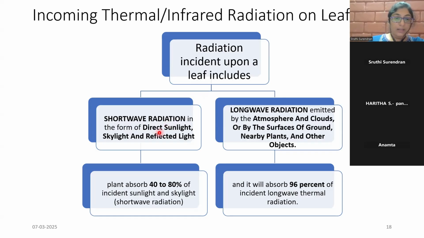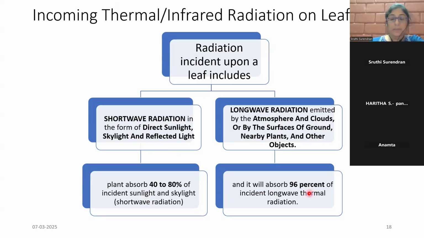Now, shortwave radiation is in the form of direct sunlight, skylight, and reflected light, whereas long wave radiation is in the form of the ones emitted by atmosphere, clouds, surface of the ground, by nearby plants, and all other objects. The energy or the radiation that is emitted by all of these objects apart from the sun is what is called a long wave radiation. Now, in shortwave radiation, around 40 to 80 percent of the light is taken up by the plants, whereas in long wave radiation, around 96 percent of the light is taken up by the plants.